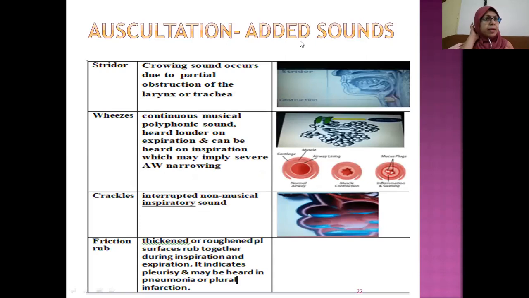Let us talk about the added sounds. What type of added sound may you get in children? Stridor. It is rhonchi actually, not wheeze. Wheeze you can listen to without any stethoscope. That is, during the phase of expiration there is a musical, whistling sound you can hear without any stethoscope. But here it will be rhonchi, crepitation, and friction rub.